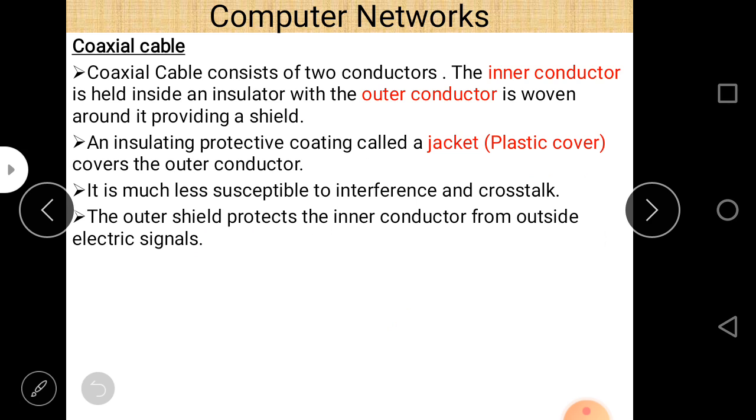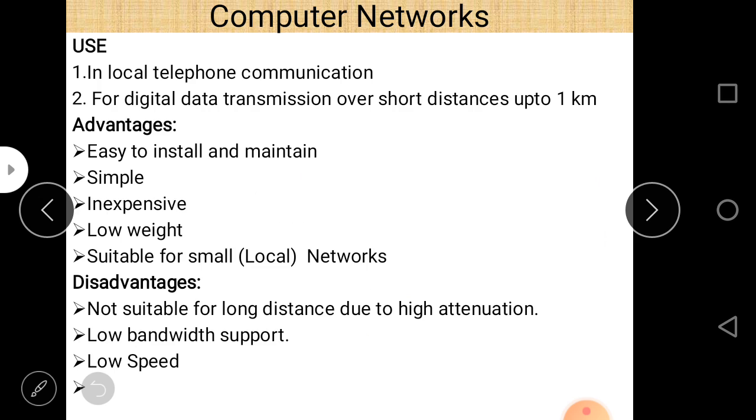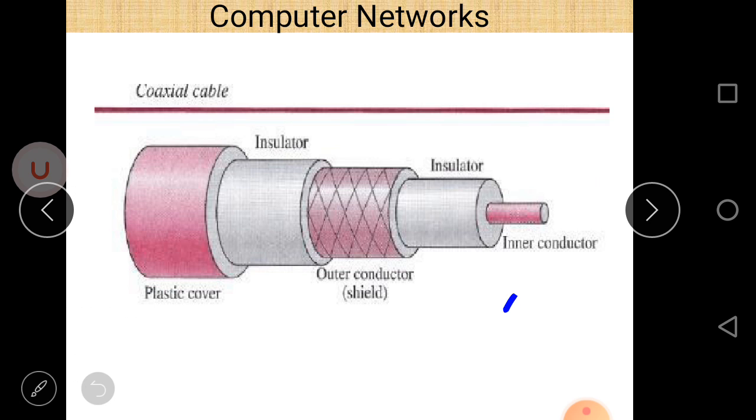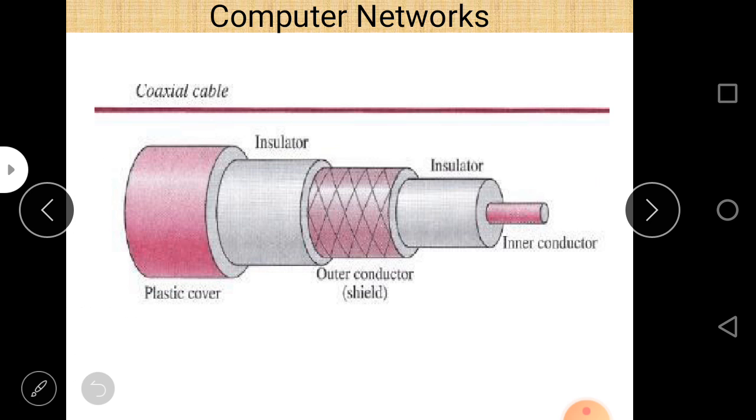Now let's take its points one by one. First of all, coaxial cable consists of two conductors, the inner conductor and the outer conductor. We can easily see that this is the inner conductor and this is the outer conductor, known as the shield. The inner conductor is held inside the insulator, with the outer conductor woven around it, providing a shield. So this point is already discussed. This is the outer conductor. An insulating protective coating called a jacket, or plastic cover. There is a plastic cover also.